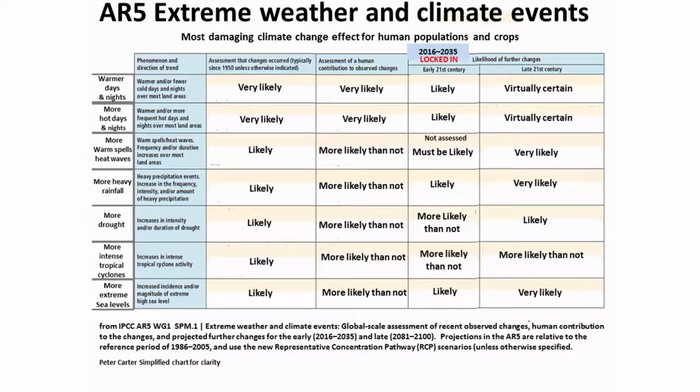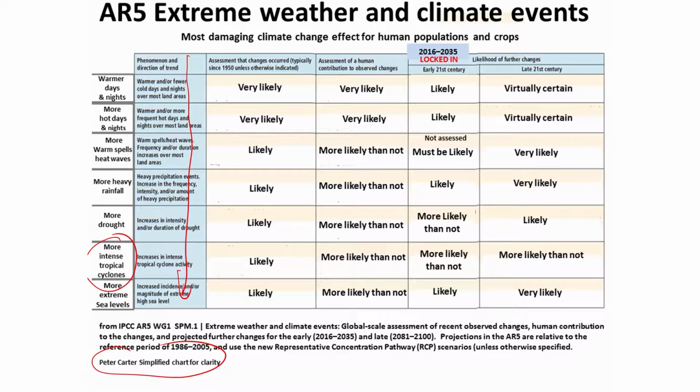So to look at the table then, this is a simplified table from IPCC. Various quantities are shown here: warmer days and nights, more hot days and nights, more warm spells and heat waves, more heavy rainfall, more drought, more intense tropical cyclones, and so on. And the phenomena and direction of trend are listed here.